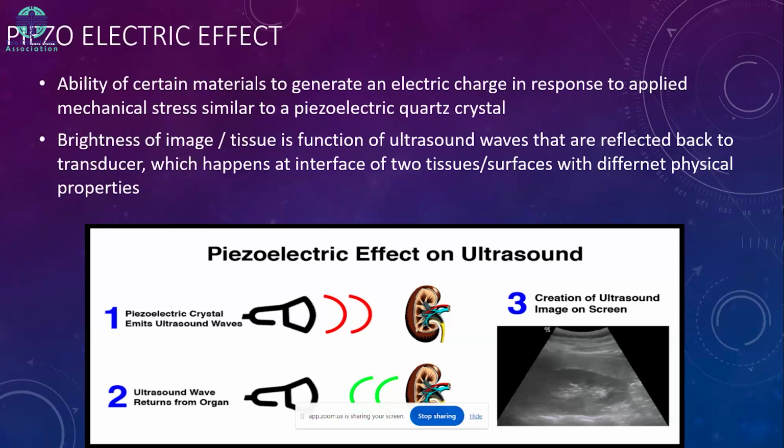So like in this image downstairs, from the transducer, there is a piezoelectric crystal which is emitting ultrasound waves, which are going and hitting the particular tissue. Say in this, it is the kidney. Now, kidney being a solid organ, it reflects back these sound waves, which are called echoes, which then hit the transducer itself, and it produces an image on the ultrasound screen.